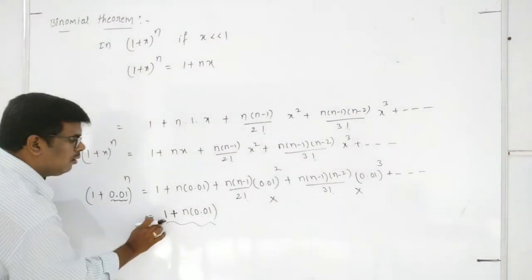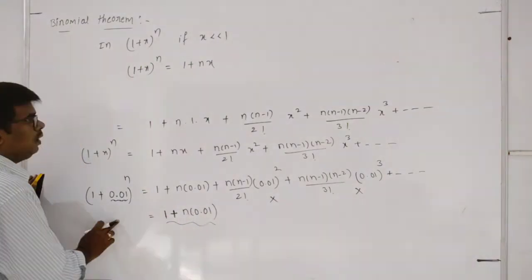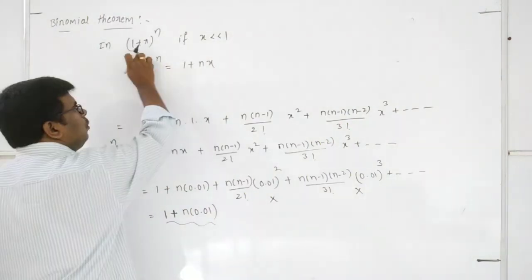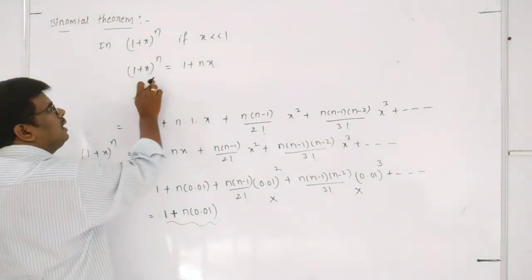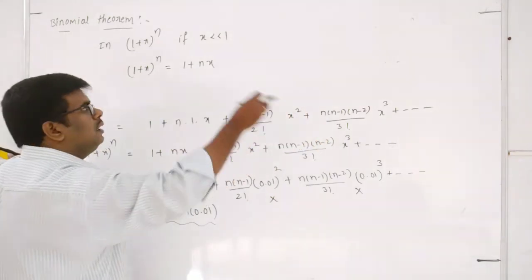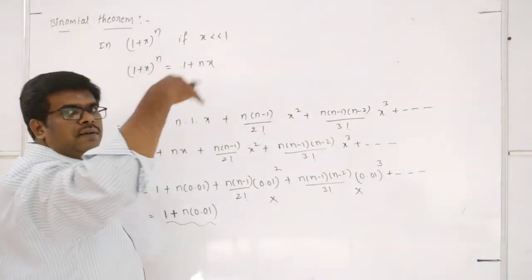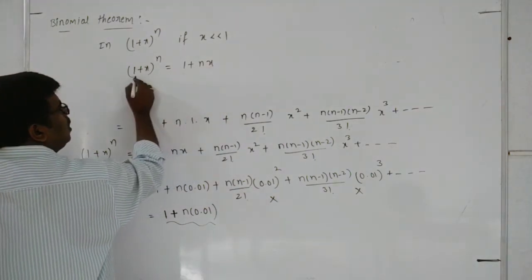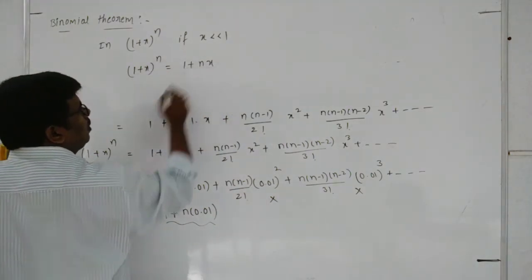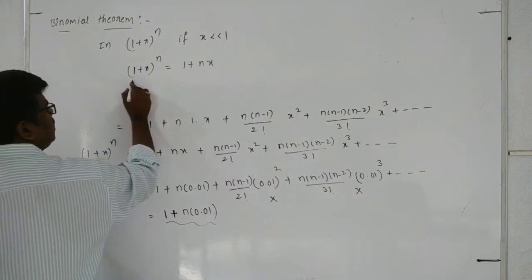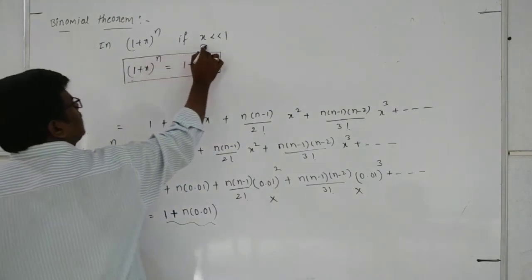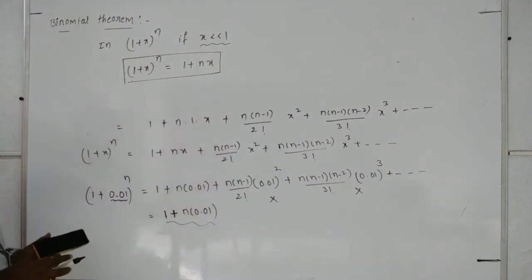Finally we got 1 plus n into 0.01. In the same way, if x is very small compared to 1, in 1 plus nx the higher terms can be neglected. We still have higher terms, but they are very small, that's why we neglected them. That's why I wrote (1 plus x) whole power n equals 1 plus nx. We need to remember this when x is very much less than 1.